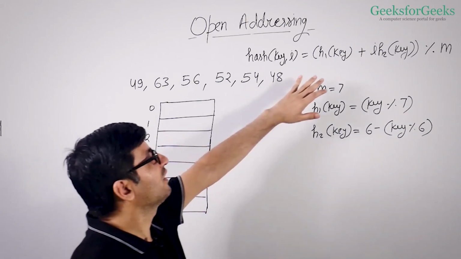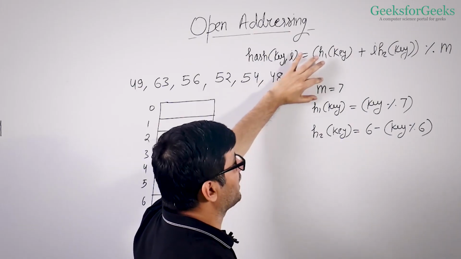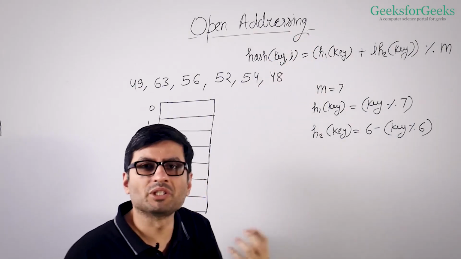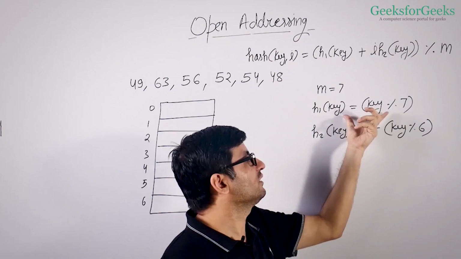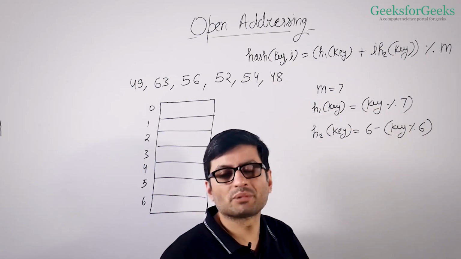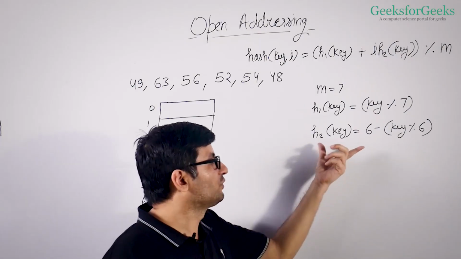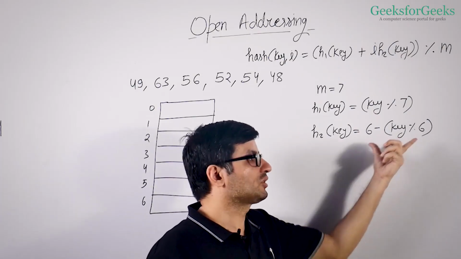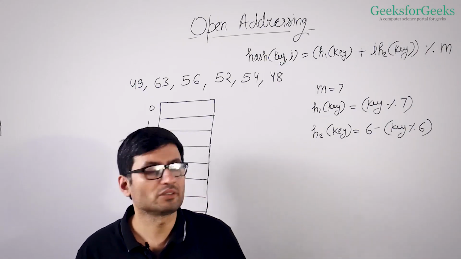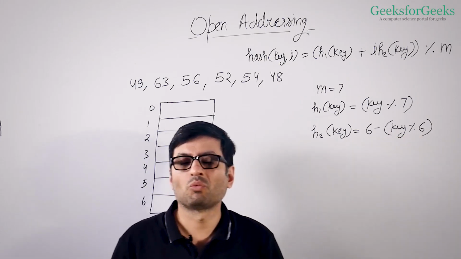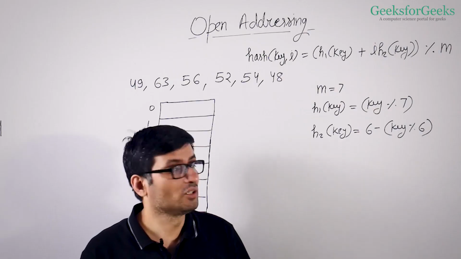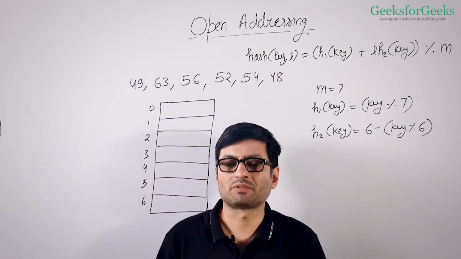In this example, I have considered M as 7, the value that we have been using in all the examples. Our H1 function, the first function, is key & 7. S2 function, which is used when collision happens, is 6 minus key & 7. Why a function like this? This is an important thing about this function.